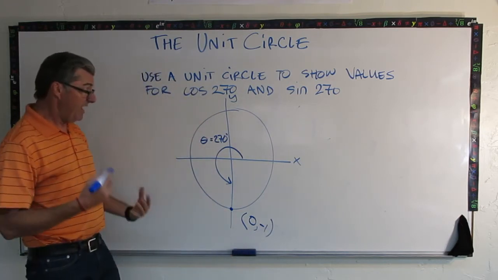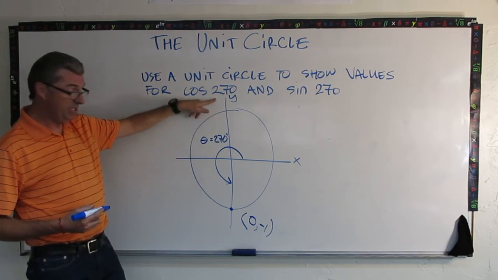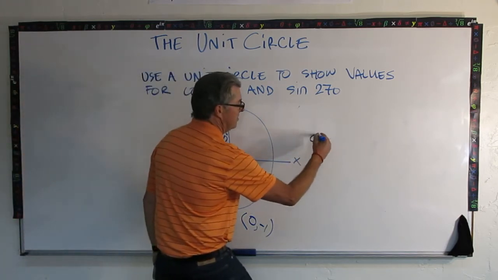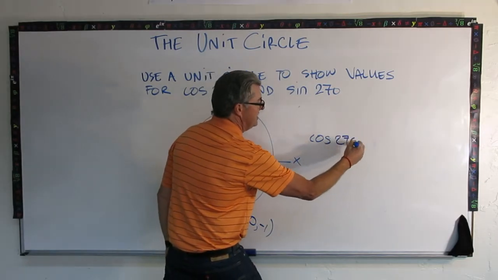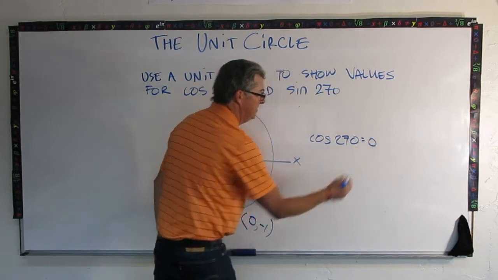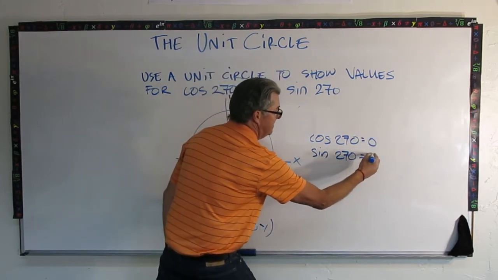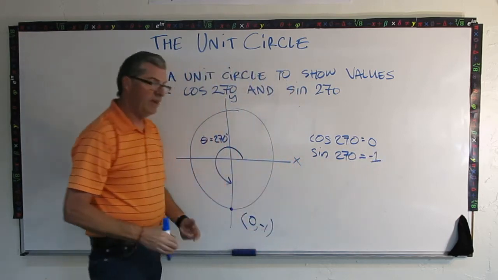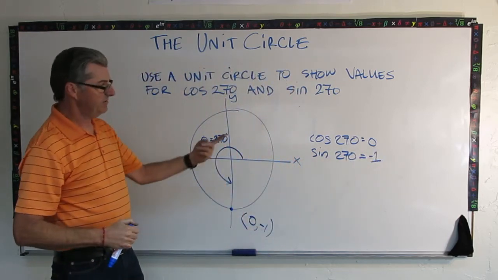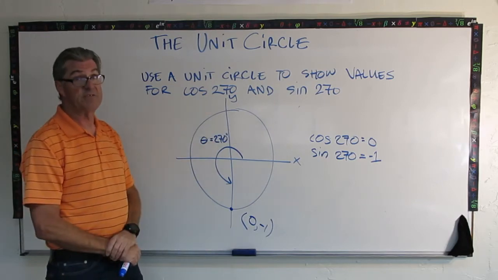Okay? So now we can answer this question. What's the value of cosine 270? Cosine 270, that's the first one. That's 0. And sine of 270, that's negative 1. Now, if you want to check, you can just plug those into your calculator and hit the buttons, and it should give you those same values.